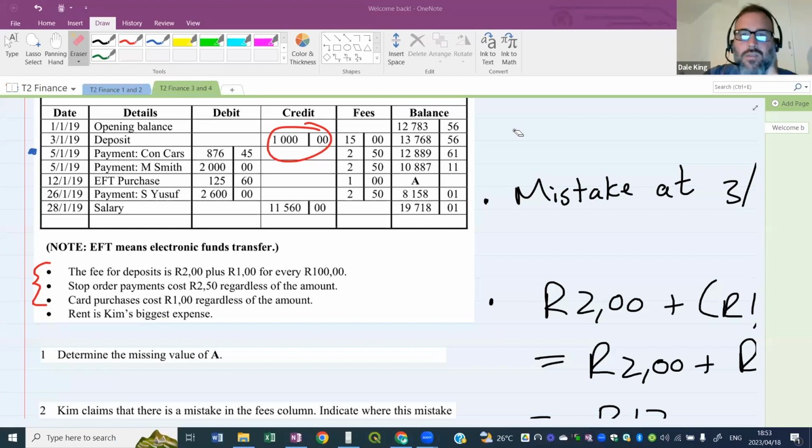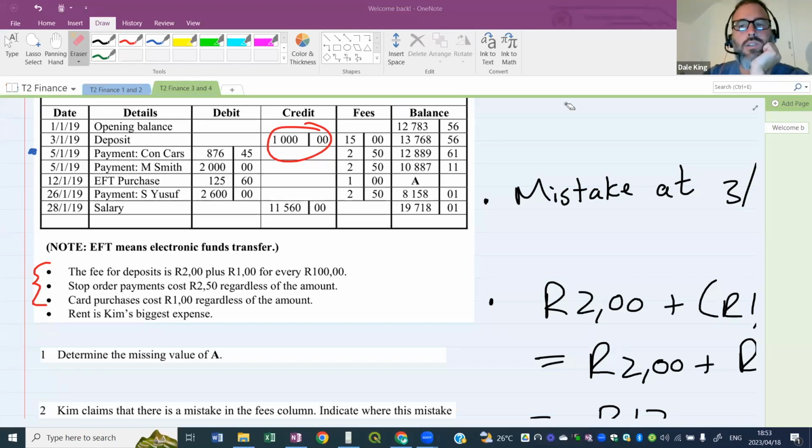Tommy, what are we going to do? I think we need to recalculate everything. Oh my gosh. Please don't say that. Do we really have to do that? Yes, because the fee is 15 rand, so the balance is going to be wrong when the fee is wrong. Yeah, you're right. The balance is going to be wrong. Oh my gosh. Let's think about it.